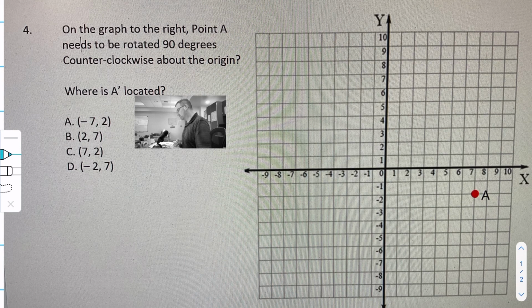Okay, so first of all, this question reads, on the graph to the right, point A needs to be rotated 90 degrees counterclockwise about the origin. Obviously, counterclockwise is important. Where is A prime located?